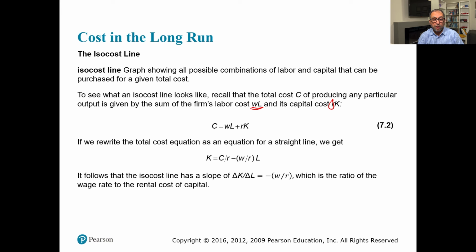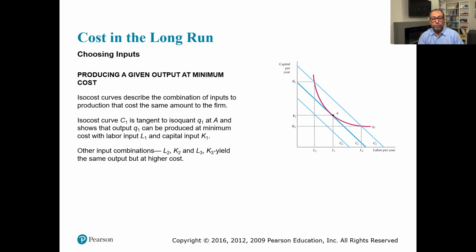If we rewrite the total cost equation as the equation of a straight line, we can write K = C/R - (W/R)L. It follows that the iso-cost line has a slope of ΔK/ΔL, which is -W/R. In this equation, C/R is the intercept of the graph and the slope is the ratio of the wage rate to the rental cost of capital.